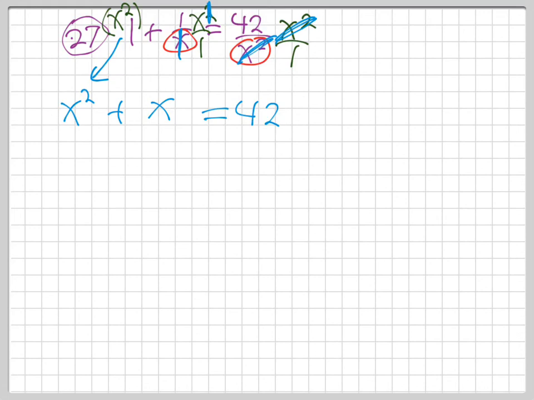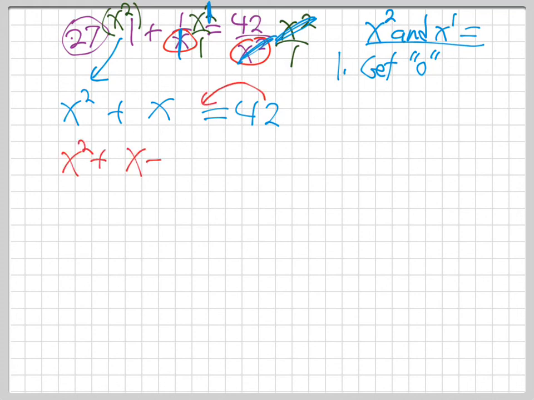Okay, so now we need to solve what's left. How do we solve what's left? Well, again, when you have x squared and x to the first with an equal sign, step 1 is to get a 0. So that's my first step. Take this 42 and just jump it to the other side. It becomes a minus 42, right? When things jump over the equal sign, they change signs.